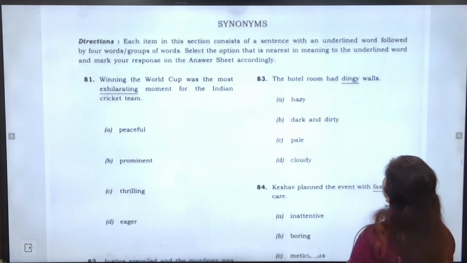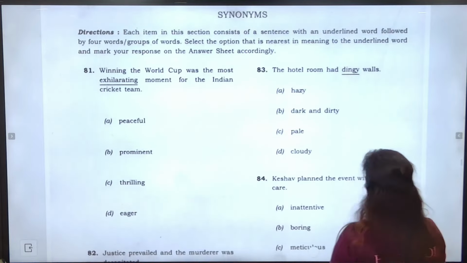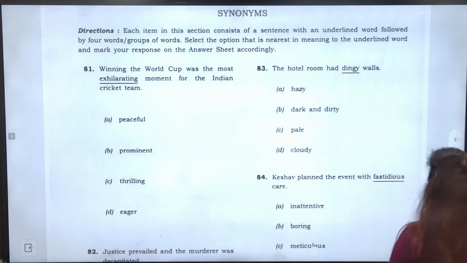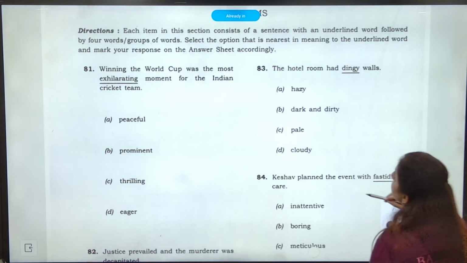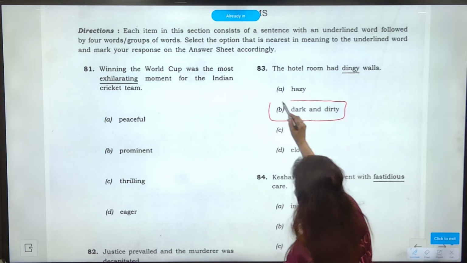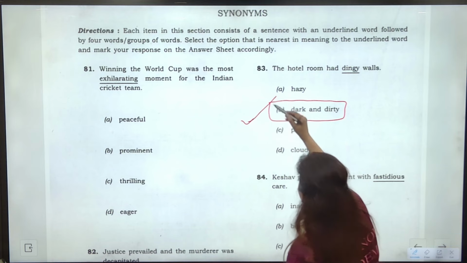83, the hotel room had dingy walls. Dingy is dark and dirty actually. Here it is written. Dingy walls.